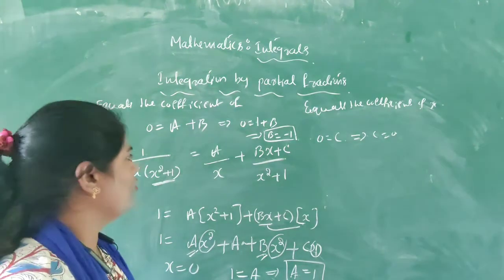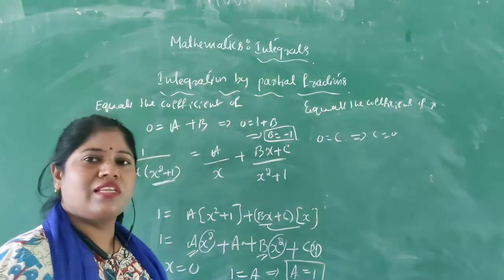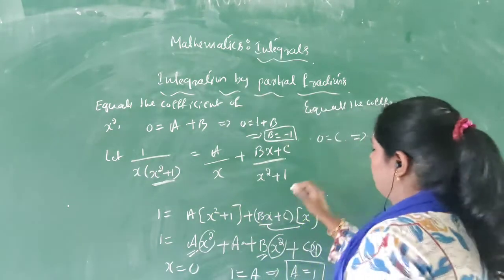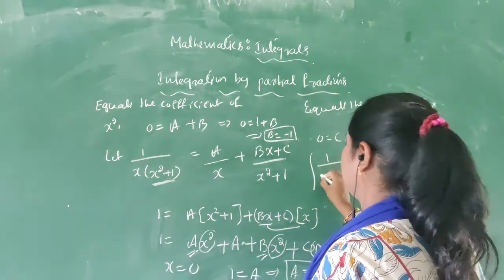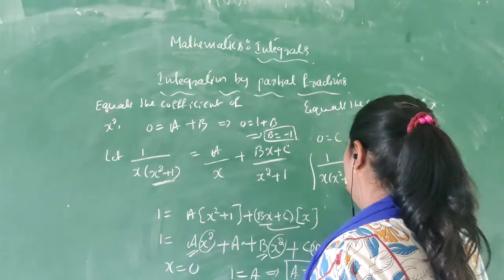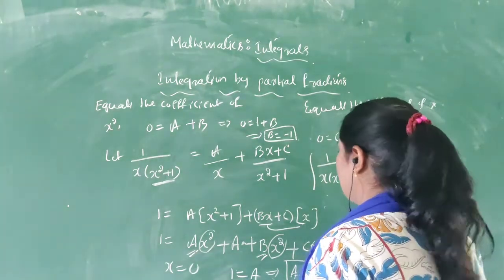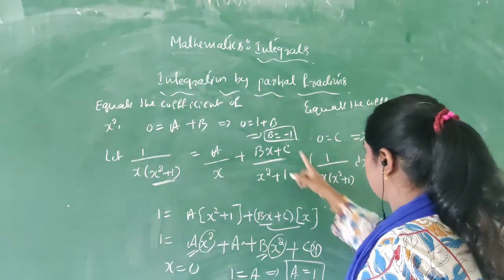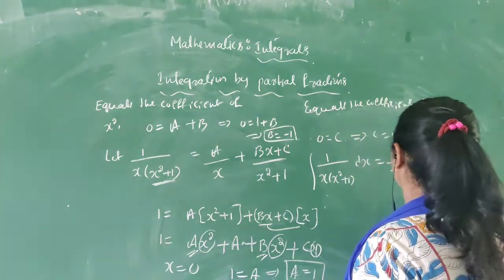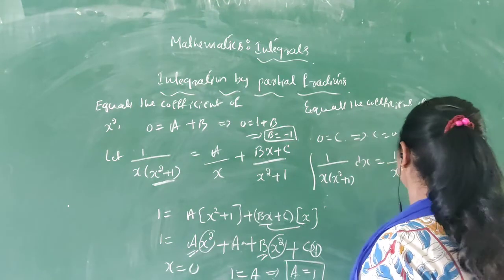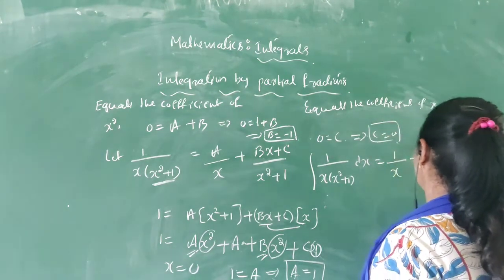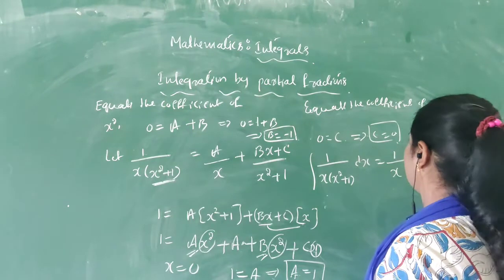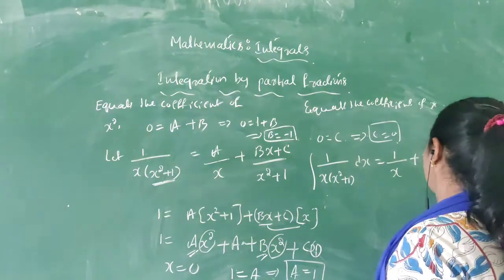So we got A is equals to 1, B is equals to minus 1, and C is equals to 0. So we have to substitute all these values here. Okay. So therefore, integral of 1 divided by x of x square plus 1 dx is equals to, what is A value? A is equals to 1 divided by x plus B is what? B is minus 1 into x plus C is what? C is 0. We got C is equals to 0.